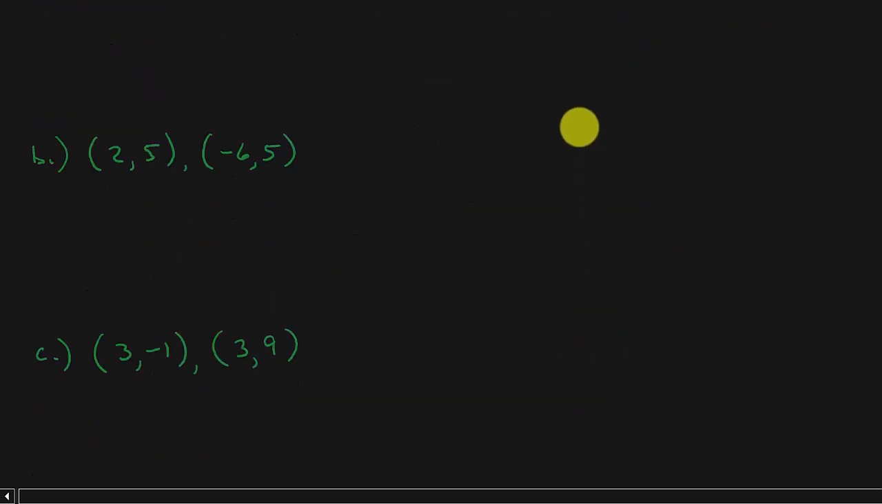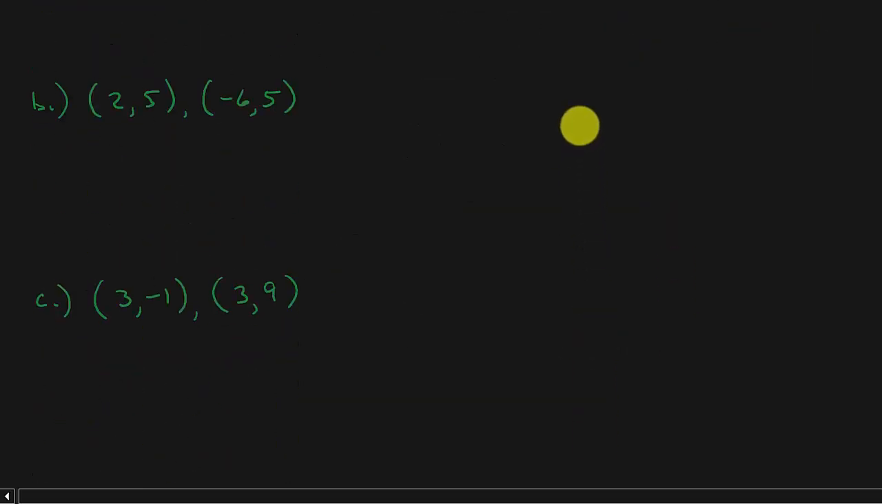All right, let's look at this one. So I've got (2, 5) and (negative 6, 5). Same thing here. Gotta have the slope, gotta have a point on the line. They give us 2 points on the line. They don't give us the slope, but just like in the last problem, we know how to find the slope.